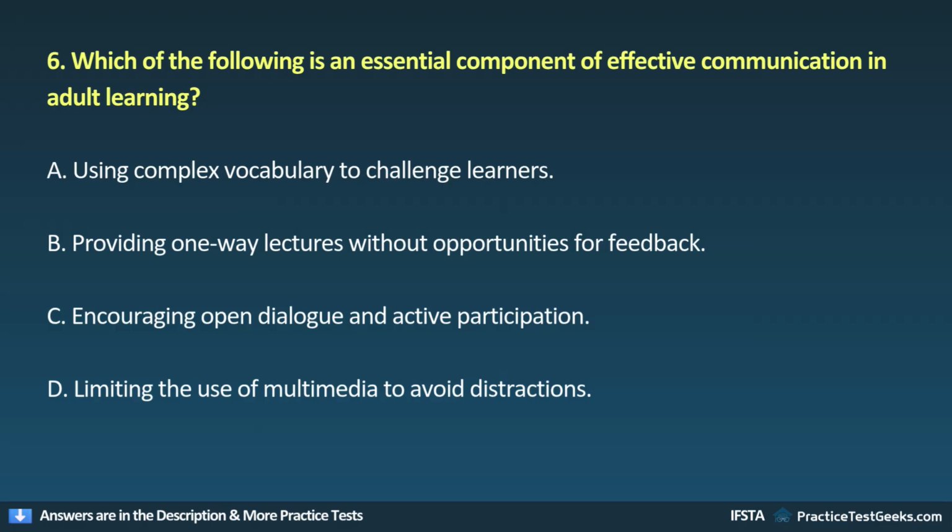6. Which of the following is an essential component of effective communication in adult learning? A. Using complex vocabulary to challenge learners. B. Providing one-way lectures without opportunities for feedback. C. Encouraging open dialogue and active participation. D. Limiting the use of multimedia to avoid distractions.